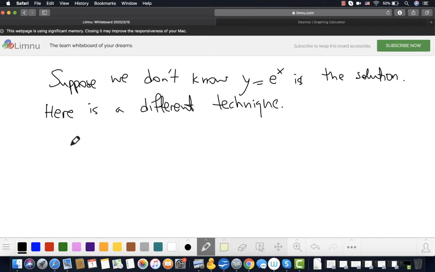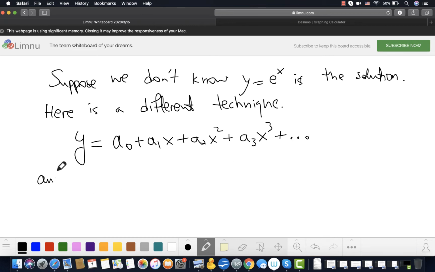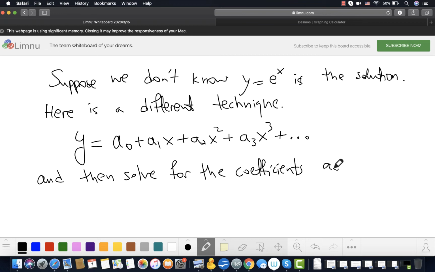So basically what we say is that we write down the potential solution as y equals a0 plus a1x plus a2x squared plus a3x cubed, dot, dot, dot, and then solve for the coefficients. That's what we have to do. Solve for the coefficients a0, a1, a2, a3. We have to actually solve for all of them.